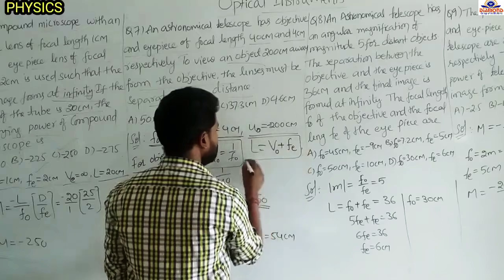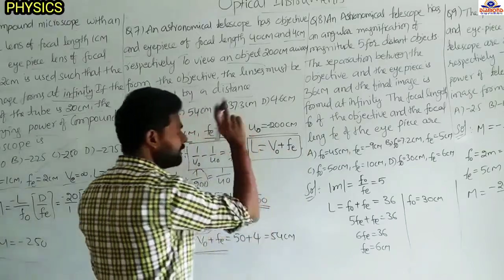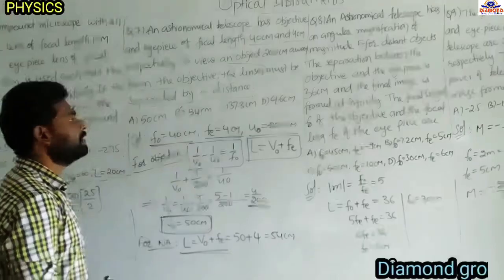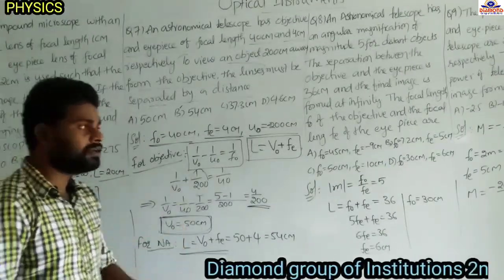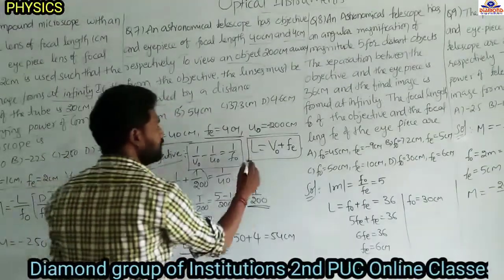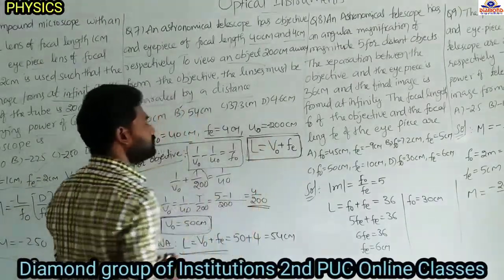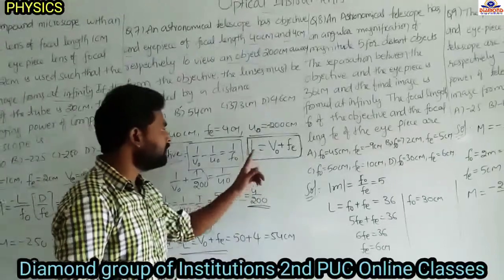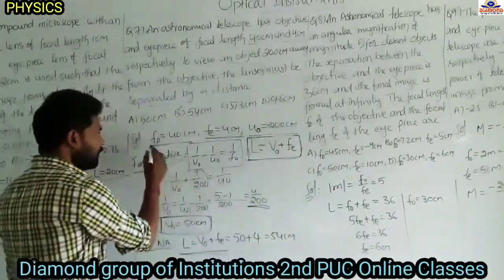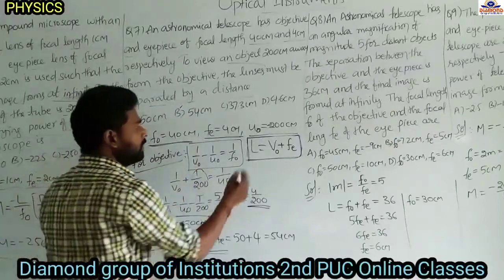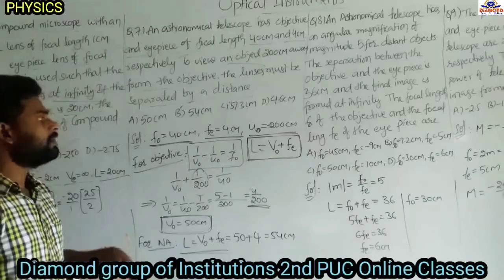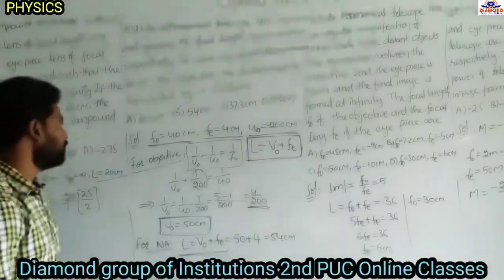Okay now, if this image is at the focus of the eyepiece, then it will form the image at infinity distance. If the image is at infinity distance, then we can say it is the normal adjustment. So in normal adjustment we have to find the length of the tube. To find the length of the tube we need the image distance from the objective lens. The focal length of the objective lens we know, the object distance from the objective lens we know, the image distance from the objective lens we have to find.